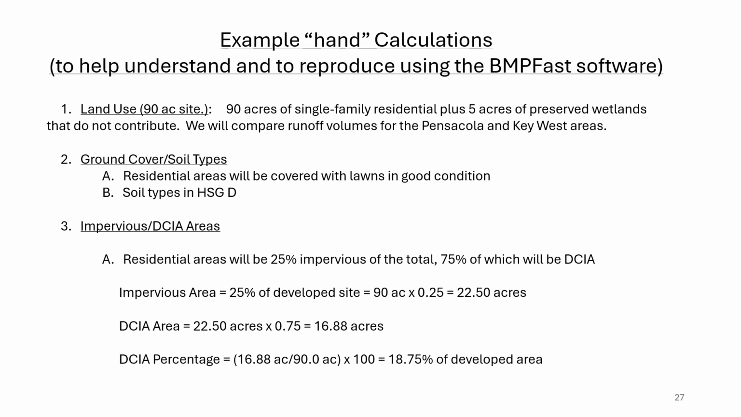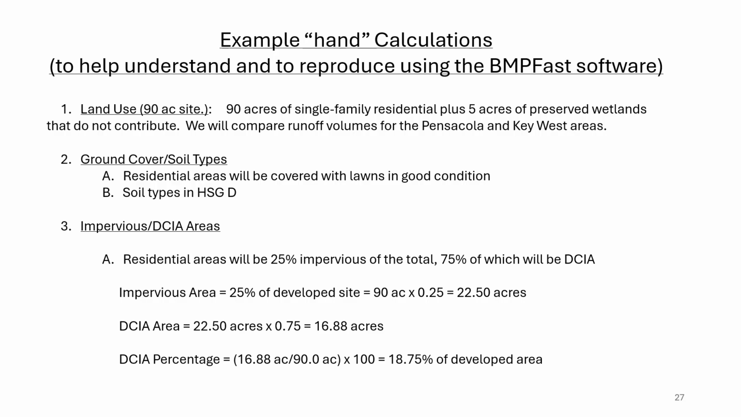Regarding ground cover and soil types, the residential areas are assumed to have lawns in good condition. Critically, the soil types throughout the developed area fall into hydrologic soil group D. Now, let's look at the impervious and directly connected impervious areas, often referred to as DCIA.